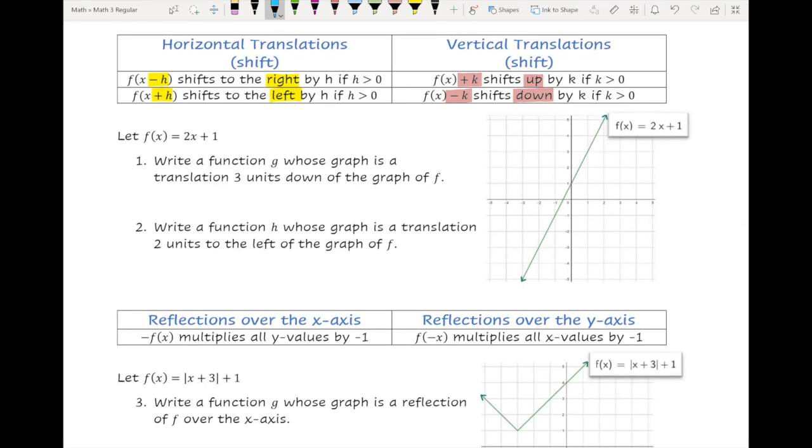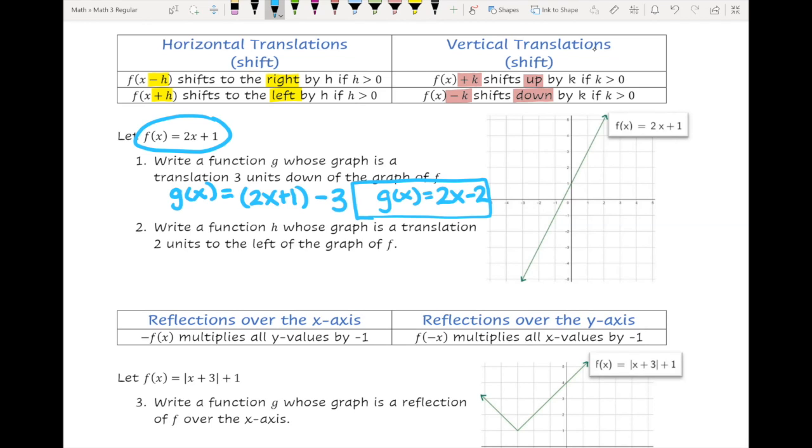Okay, so we're going to look at this function f of x equals 2x plus 1. And it says write a function g whose graph is a translation 3 units down of the graph of f. So this function g, I'm going to call it g of x. If it is getting shifted down, that means you have to subtract outside of the whole function. So I'm going to take the entire 2x plus 1 and I'm going to subtract 3 outside of that to shift it all down 3. So if I simplify this, that means my g of x is 2x minus 2.